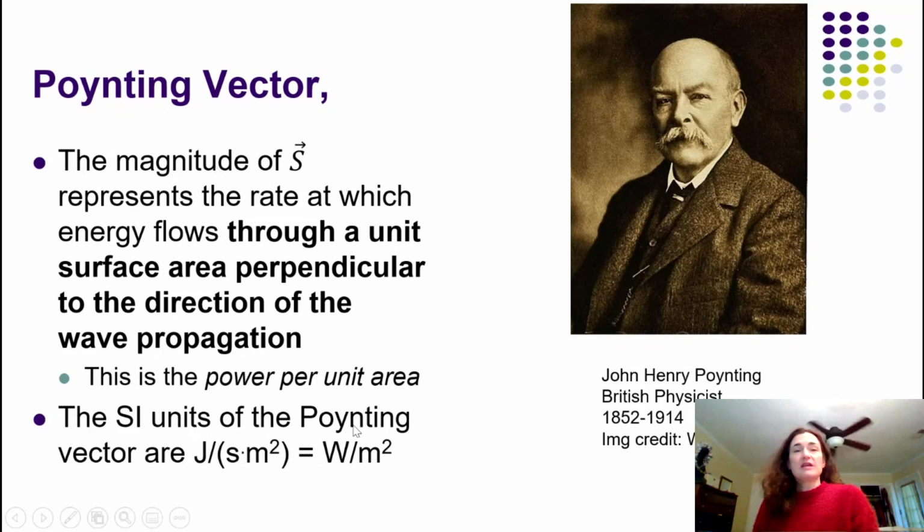So if you think about the units on that, power, the SI unit of power is the watt, which is of course a joule per second, and the SI unit of area is the meter squared. So the SI units for the Poynting vector are watts per square meter. Right?